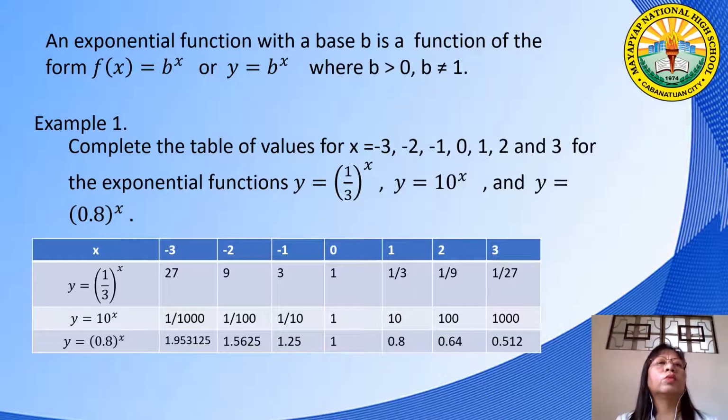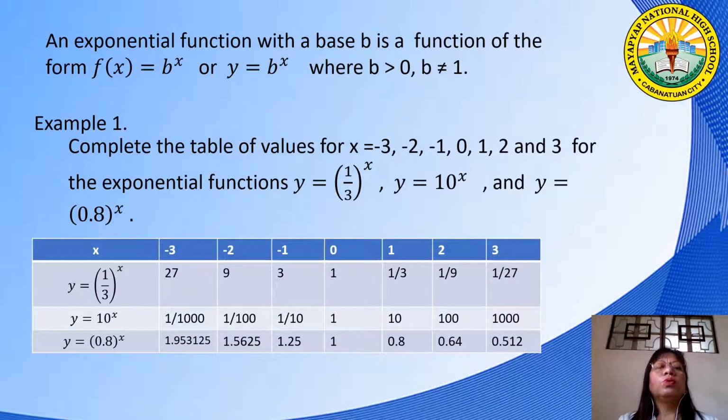For y equals 10 raised to x, using the assigned values for x, these are the values: 1 over 1000, 1 over 100, and so on and so forth. And for y equals 0.8 raised to x, these are the values using the assigned values for x, such as 1.953125, 1.5625, and so on and so forth.